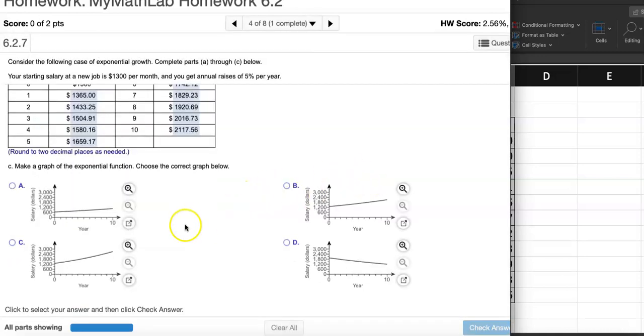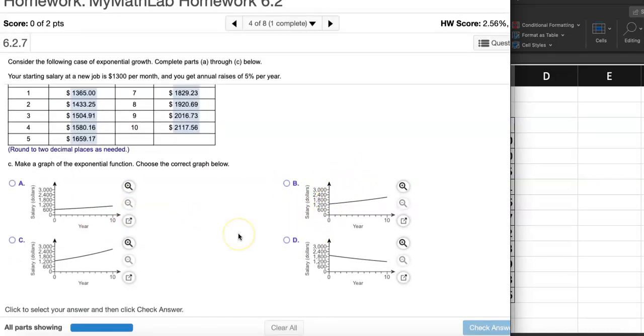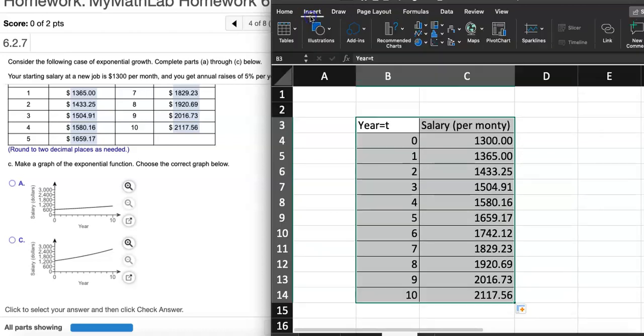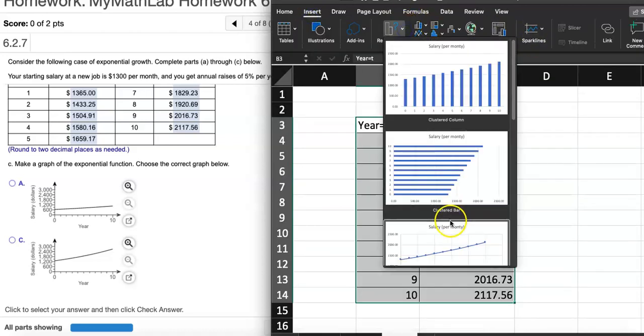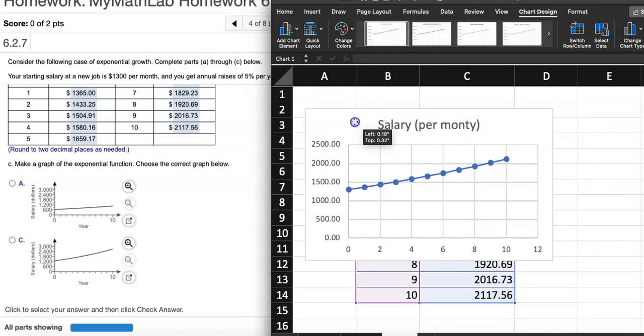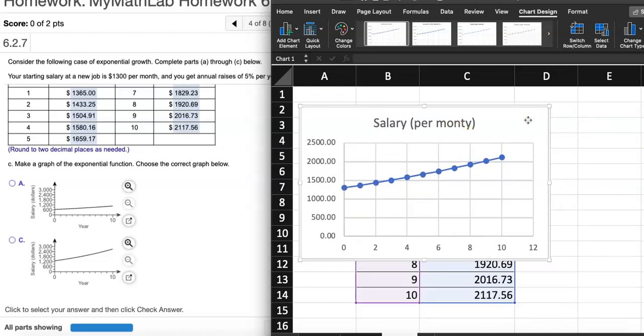Now, I'm going to go ahead and choose the correct graph. I know how to graph this. I grab all the table. I go to insert. I will go to recommended chart, and I'm just going to click on this exponential or the scatter. Now, of course it's going up because it's salary. We want it to go up.